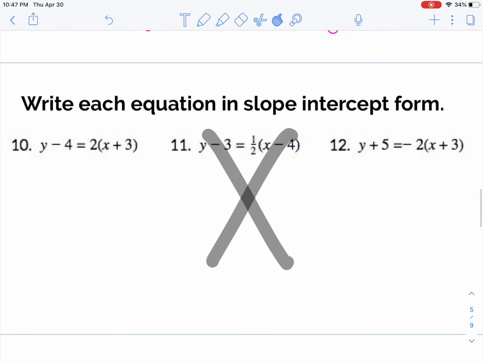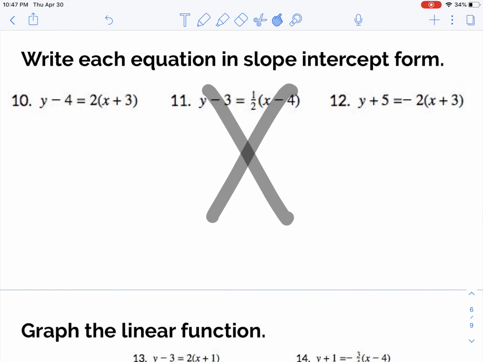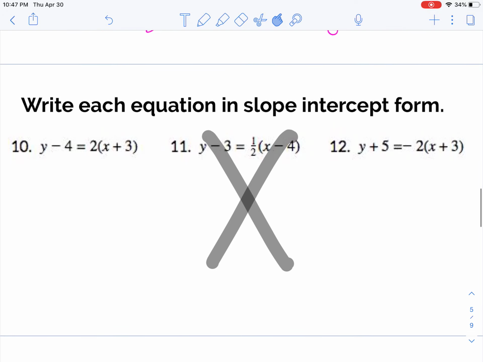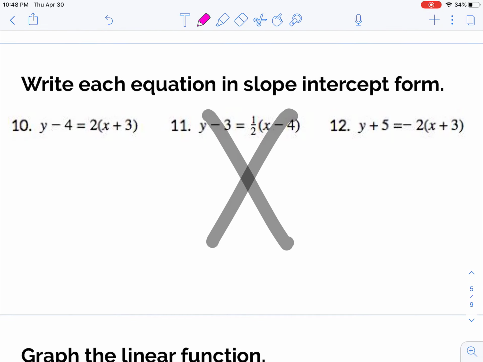All right, let's see what else we can get into. If I want to write each equation in slope-intercept form, well, first off, I want to talk to you about what slope-intercept form is. That means I'm going to do y is equal to mx plus b. So basically, I want to solve for y.